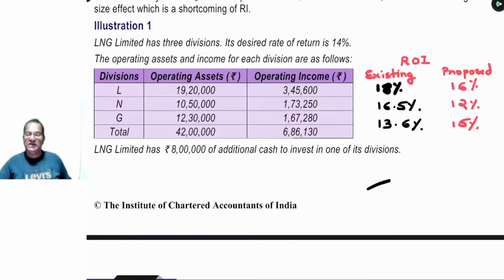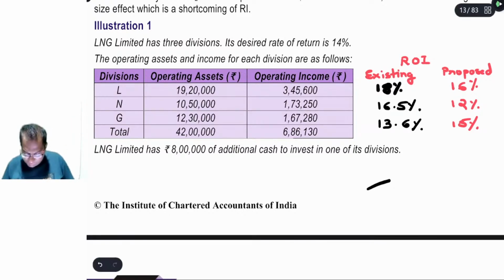Departmental manager will take decision if the proposed ROI is more than the existing ROI, then only they are interested. Please check, the existing ROI is 18%, while the proposed ROI is 16%. Department L is not interested. The existing ROI is 16.5%, while the proposed ROI is 12%. Department N is not interested.